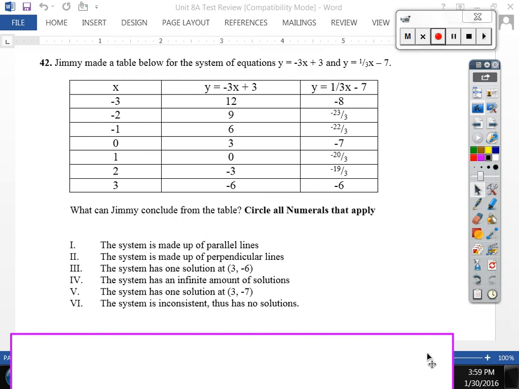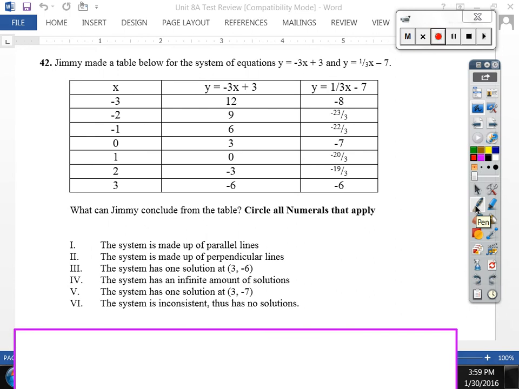Okay, so for this one, Jimmy made a table of these equations. So this gives me x versus y of the first equation, and then I have x and y from the second equation. It says, what can I conclude about this? The first one says the system is made up of parallel lines. If they're parallel lines, they have the same slope. -3 and 1/3 are not the same. So this is not true.